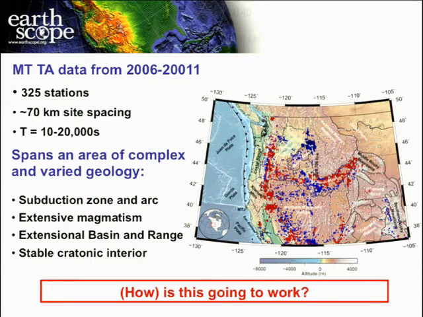I think it was fair to say that when this was originally proposed, a lot of people, some MT people in particular, said, how is this going to work? Or really, actually, I think they said, is this going to work? And I think there was some concern that near-surface complications were going to make this sampling strategy basically not work very well at all.